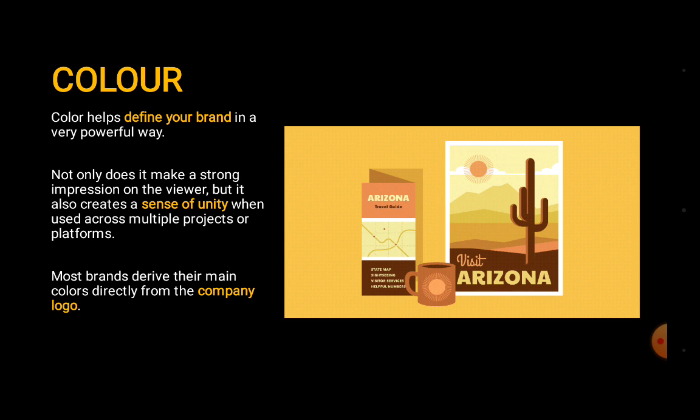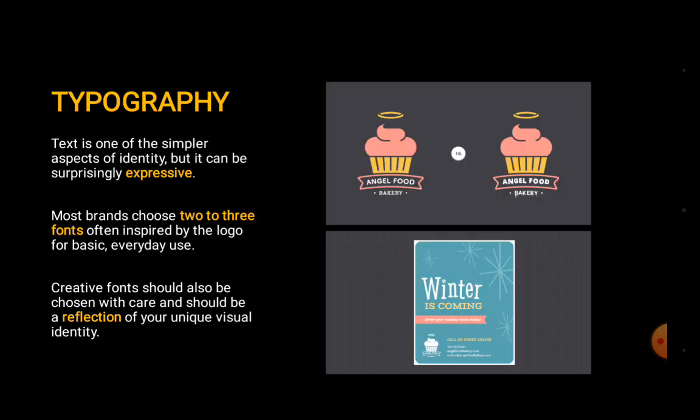Most brands derive their main color directly from the company logo. So most brands pick their color when they design their logo, and most brands just choose another different logo entirely. So the next thing is typography.